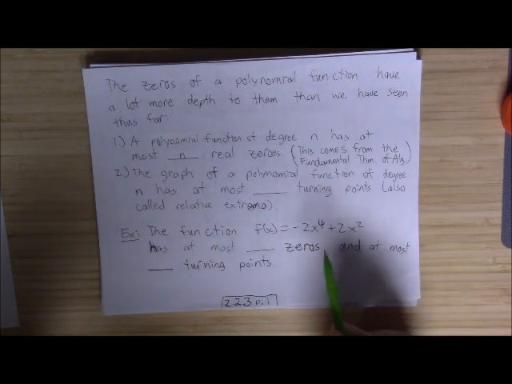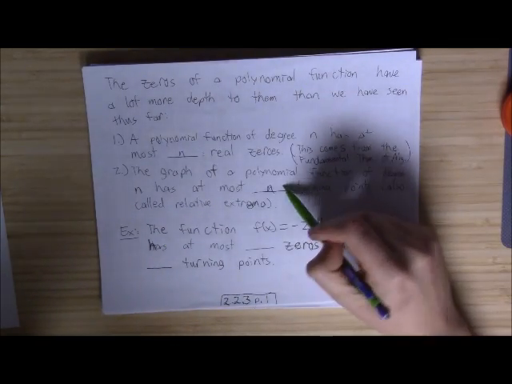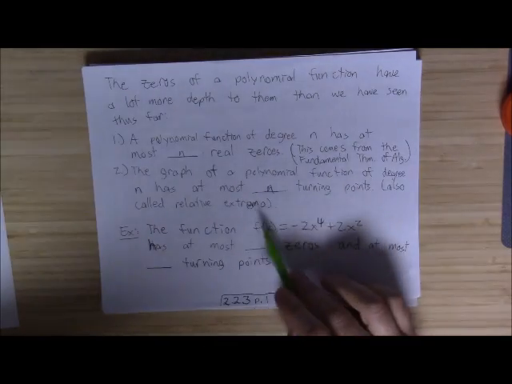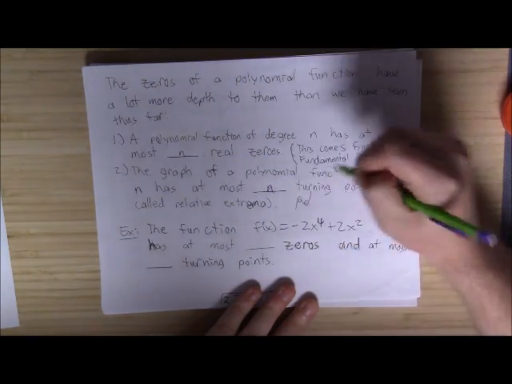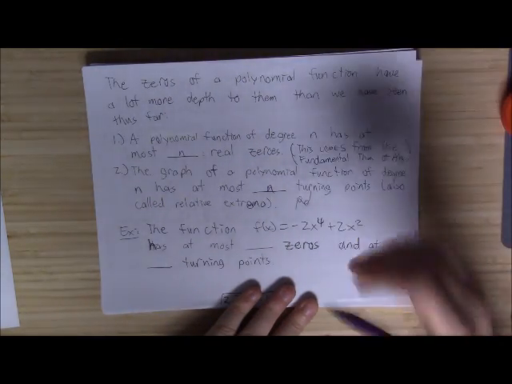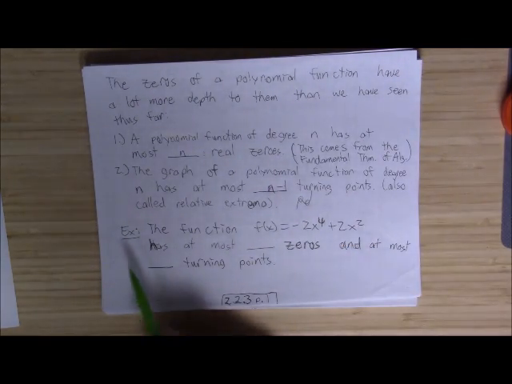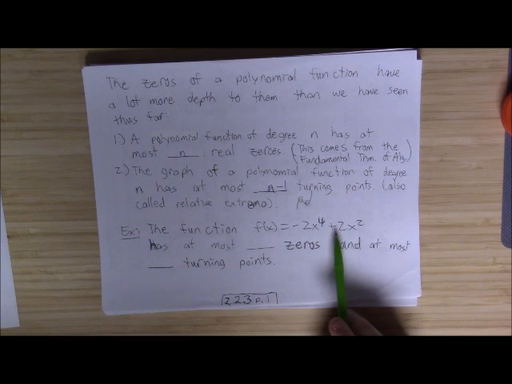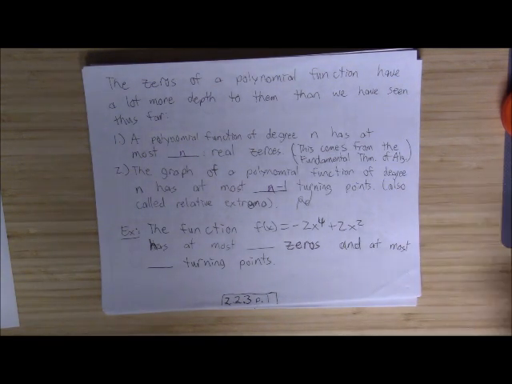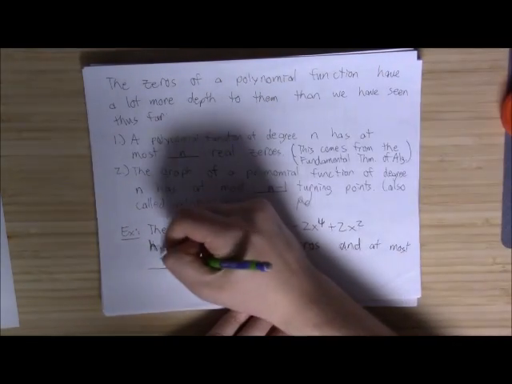Furthermore, we can see that the graph of a polynomial function of degree n has at most n turning points as well. These are also called relative extrema, and these are these parts, right? And actually, it's not n, it's n minus 1. Sorry, I messed that up. For example, the function f of x equals negative x to the fourth plus 2x squared can thus have at most 4 zeros and at most 3 turning points.